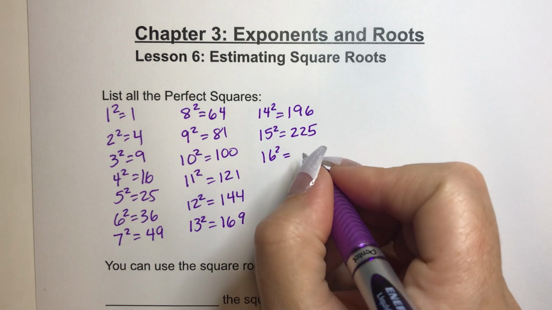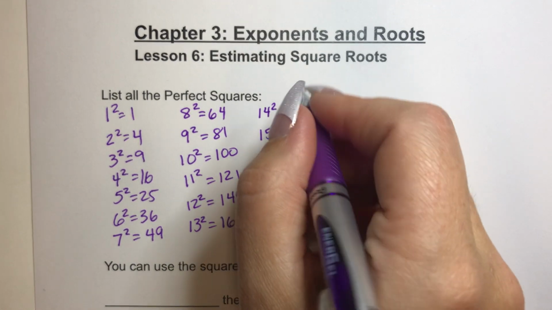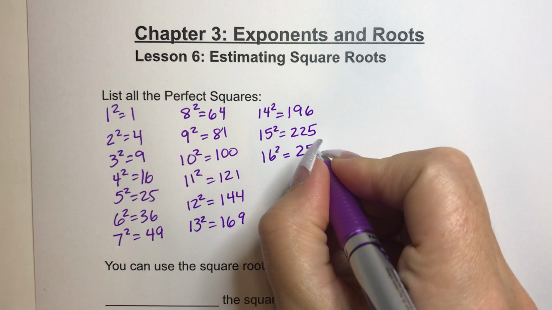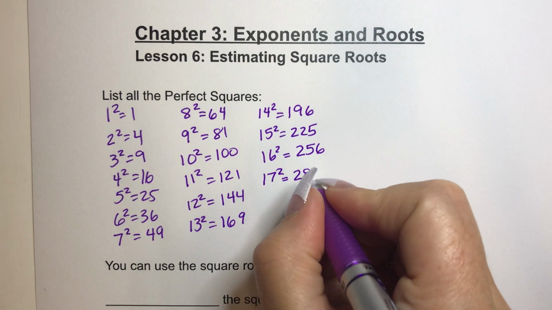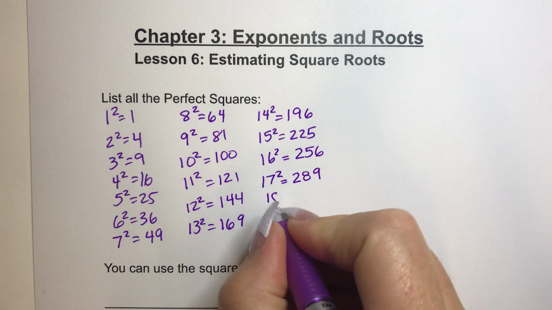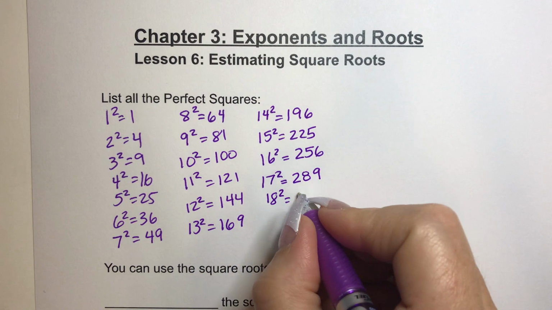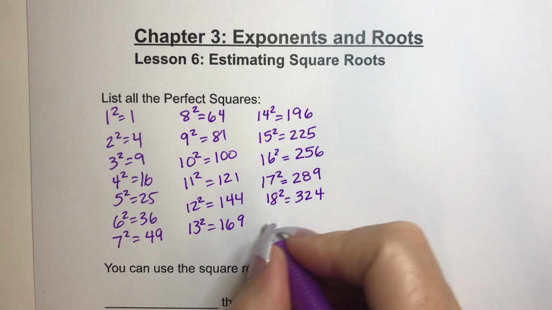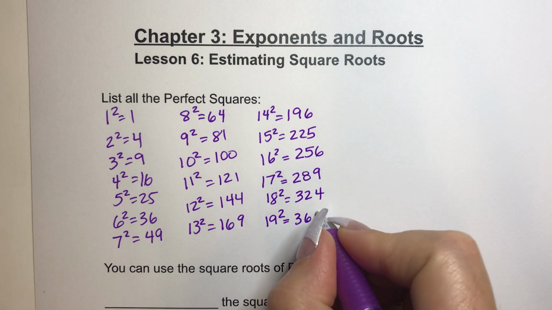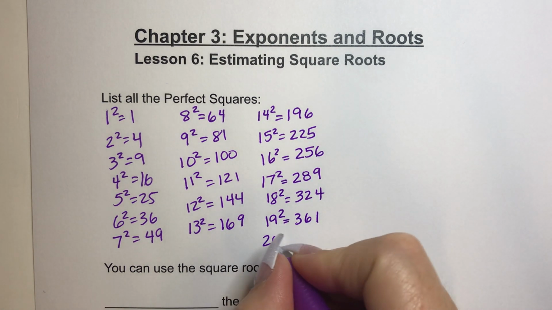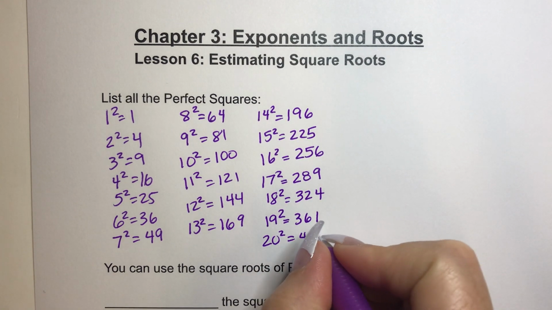16 squared is, what is 16 squared? 256. 17 squared is 289. 18 squared is 324. 19 squared is 361. And lastly, 20 squared is equal to 400.